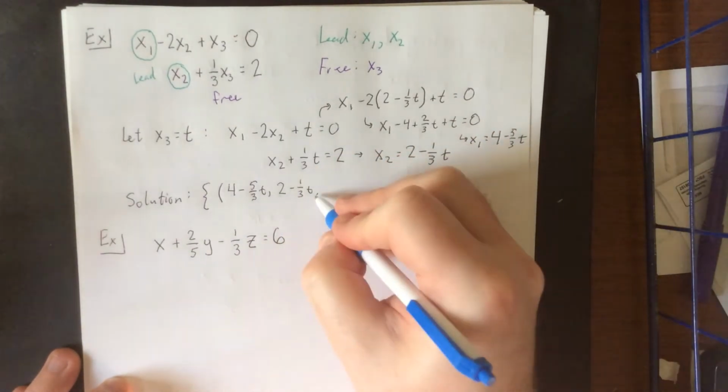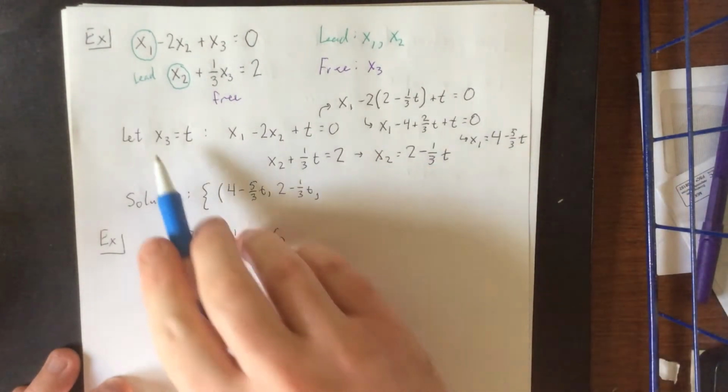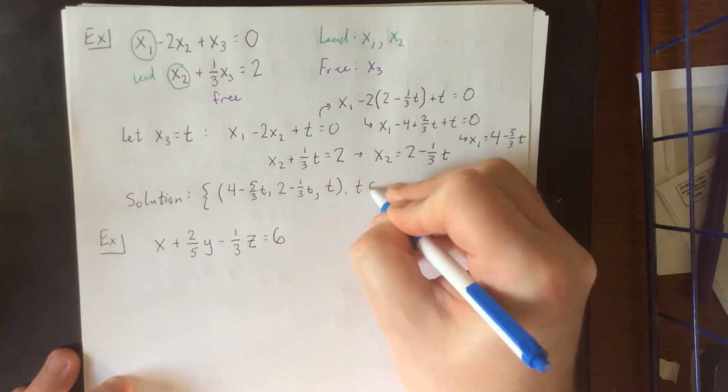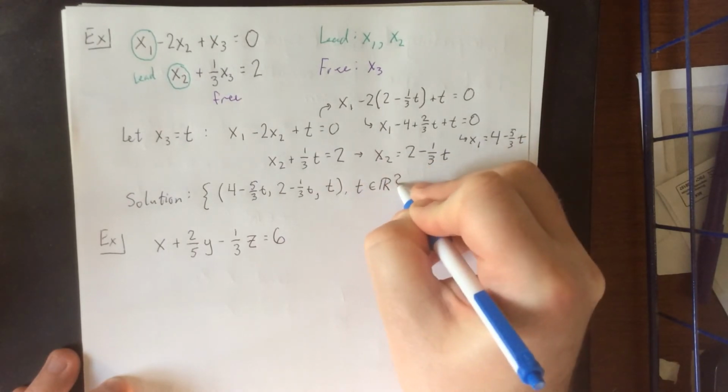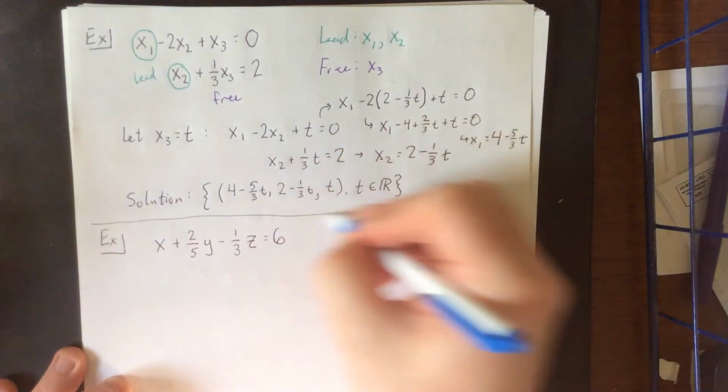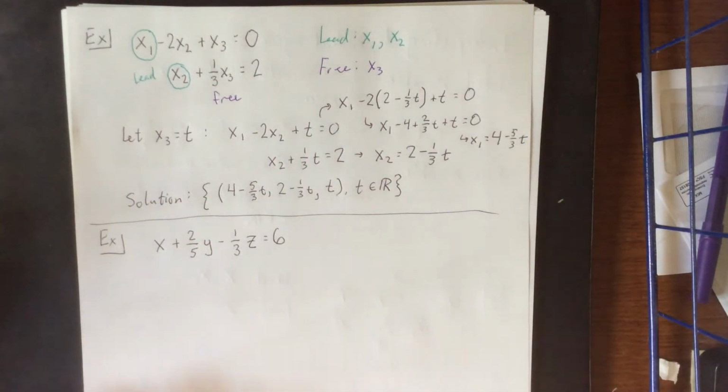And then for x3, that was our parameter. We used t for that. This is where, once again, t is going to be an element of the set of all real numbers. And we'll put a little separation here between this problem and our last problem.